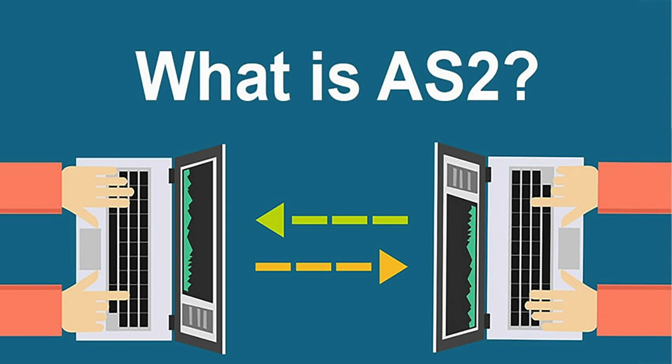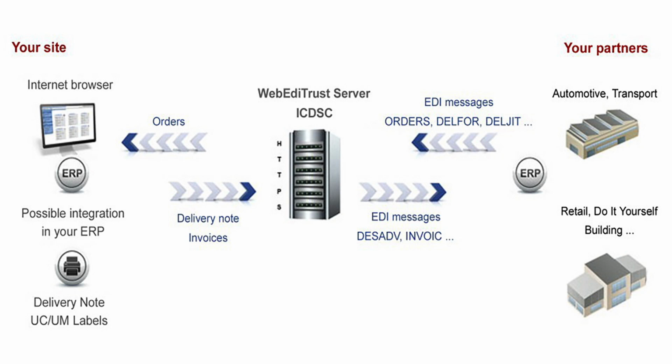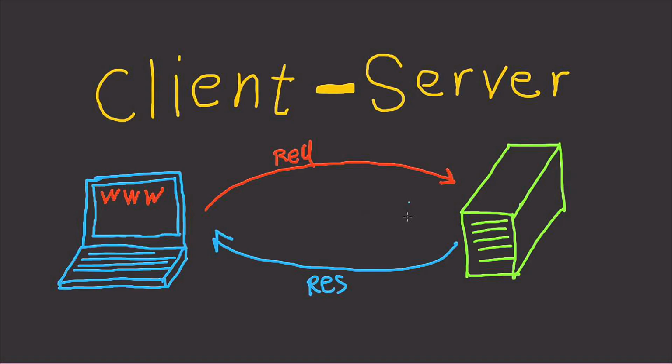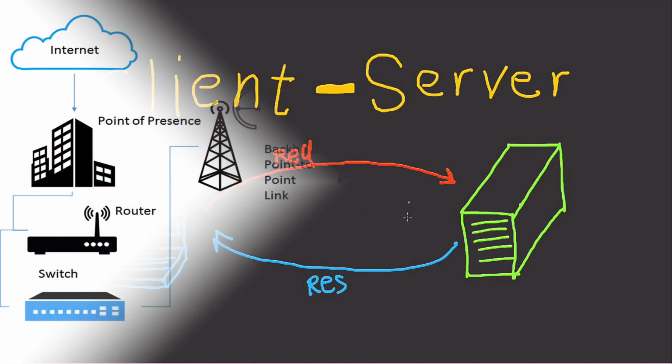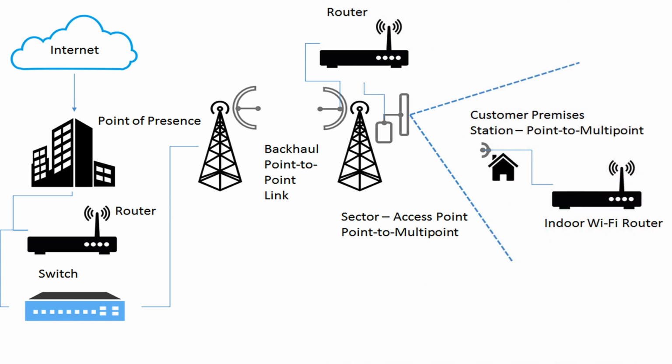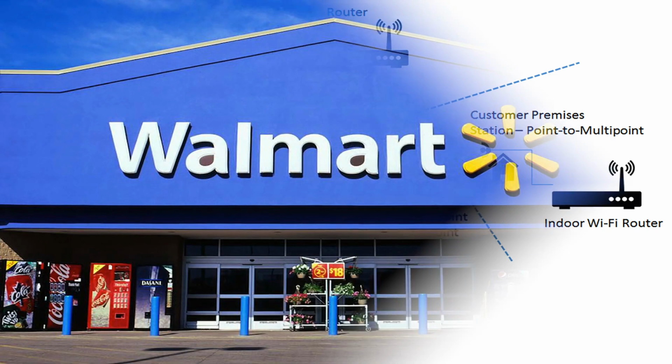AS2. AS2 is one of the most popular methods for transporting EDI data securely and reliably over the internet, and essentially involves a client and a server connected in a point-to-point manner via the internet. AS2 creates an envelope for the EDI data so that the data can be sent securely using digital certificates and encryption over the internet. Example: Walmart.